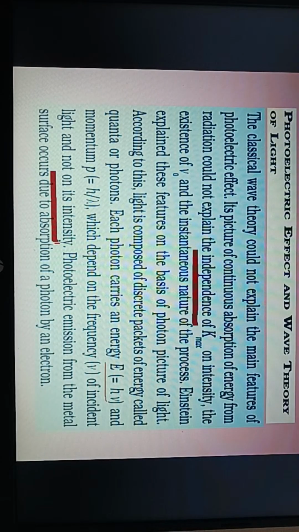That is classical physics. But according to quantum physics, each electron will be ejected by its own photon. But the energy depends upon the frequency of the photon, not the intensity. Clear? Yes, sir. Okay.